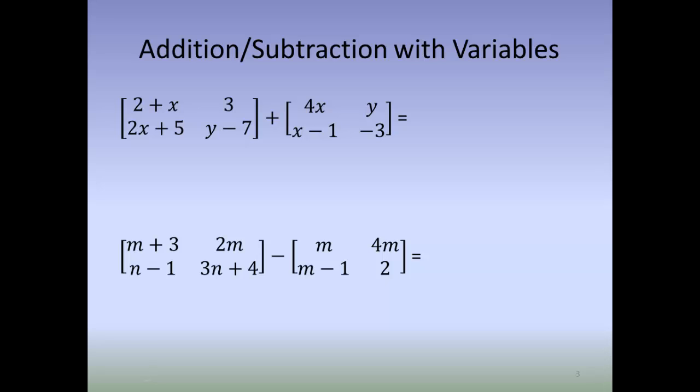Alright, here comes a situation where I've got some variables, and now we're going to be adding the expressions within those elements. For the first element in my matrix, I've got 2 plus x plus 4x, or 2 plus 5x, and you may write that as 5x plus 2. That's fine. The next one is 3 plus y, and you may write y plus 3. In the next one, I've got 2x plus 5 and x minus 1, or 3x plus 4. And lastly, we've got y minus 7 plus a negative 3, or y minus 10.